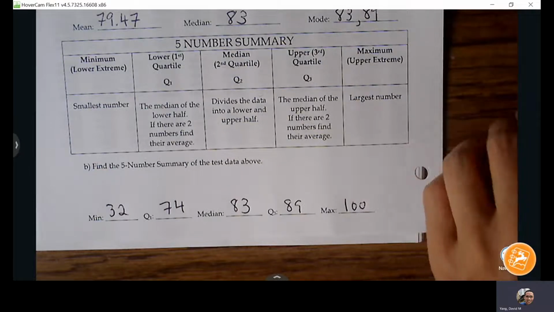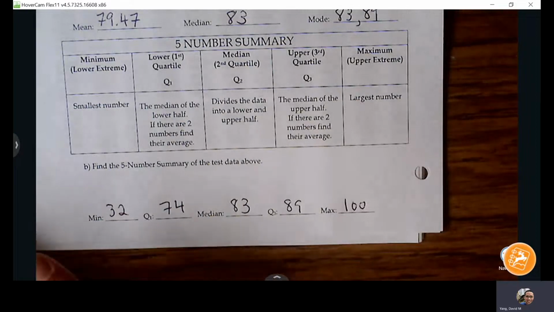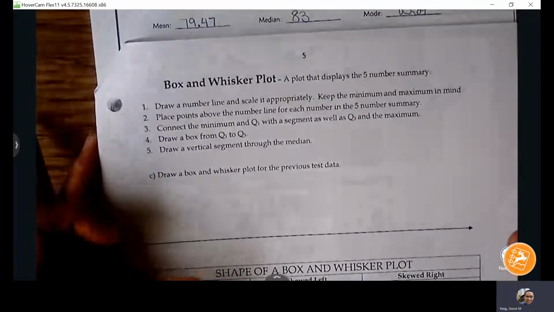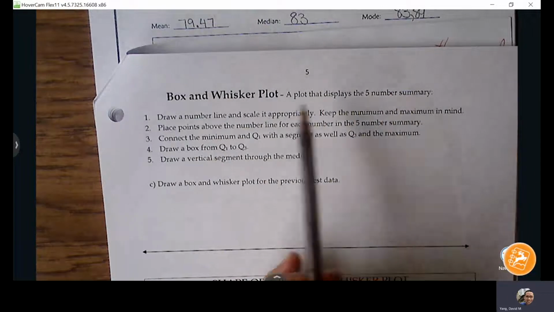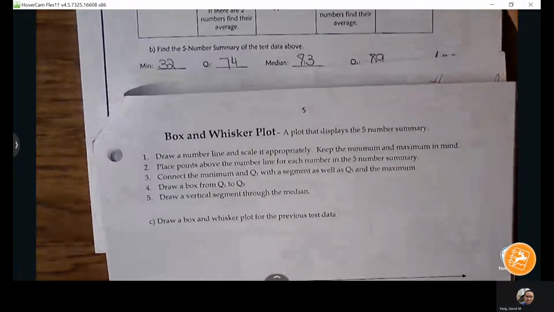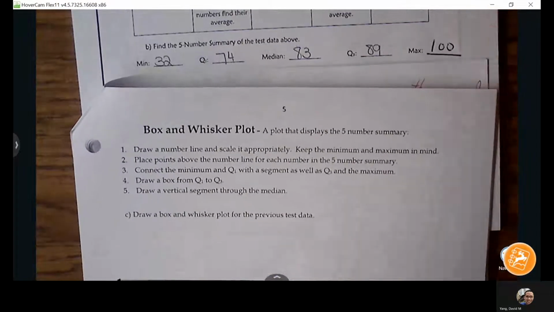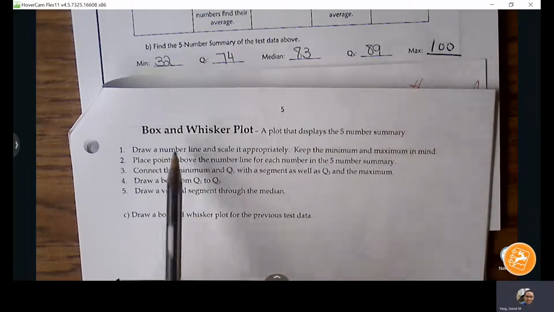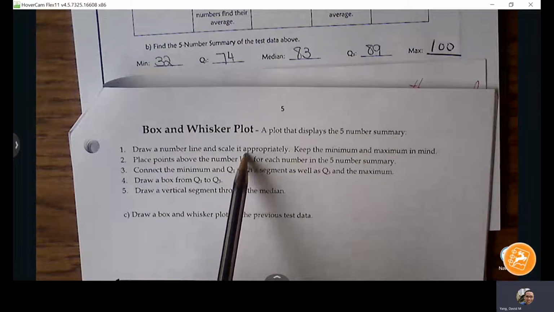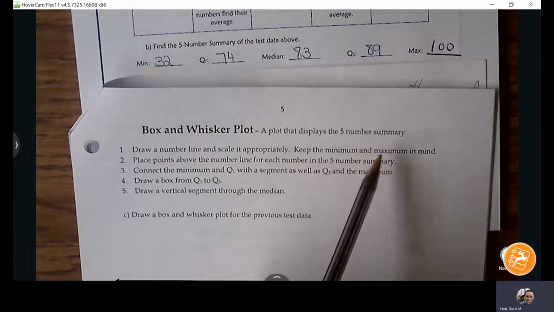Okay, next page. We also have something called box and whisker plots. This allows us to get a visual feel for the numbers of our five number summary. It's the plot that displays a 5-number summary. So from the previous page, we found 32, 74, 83, 89, 100. So we're going to draw a number line and scale it appropriately. Keep the minimum and maximum in mind.